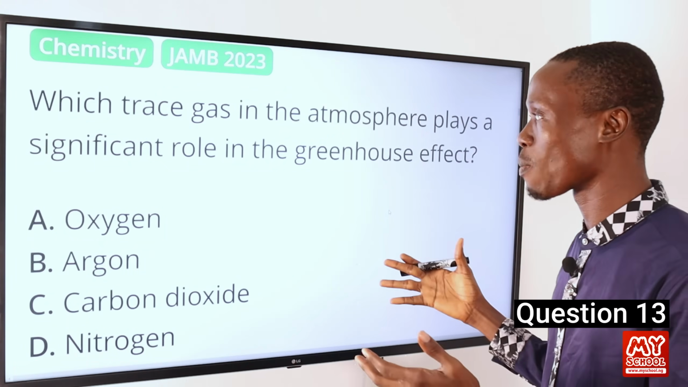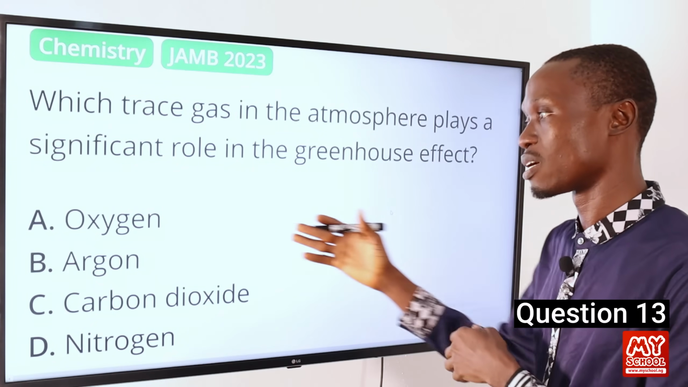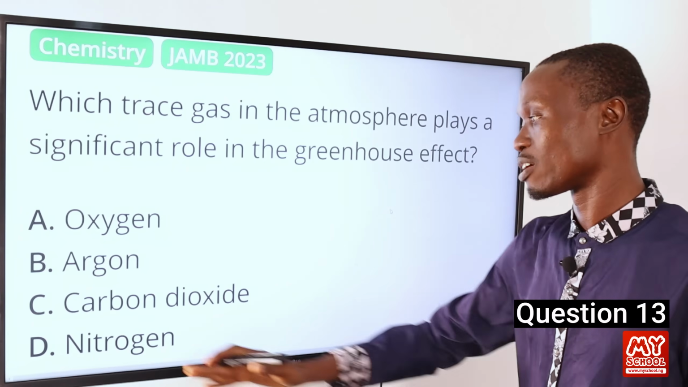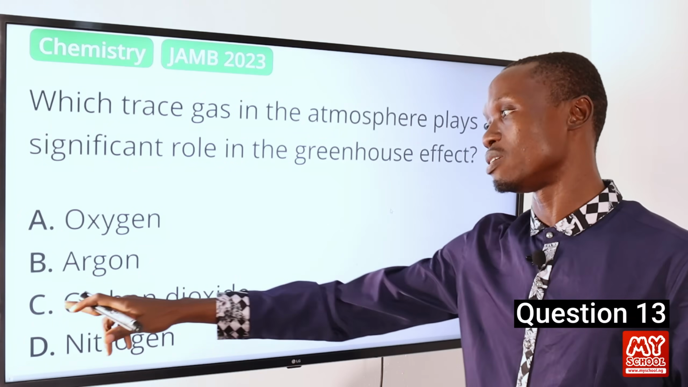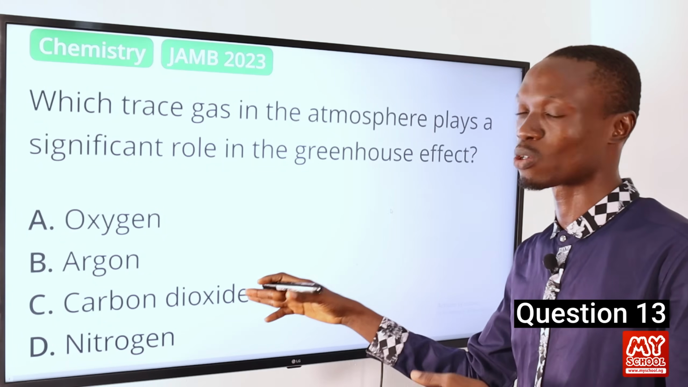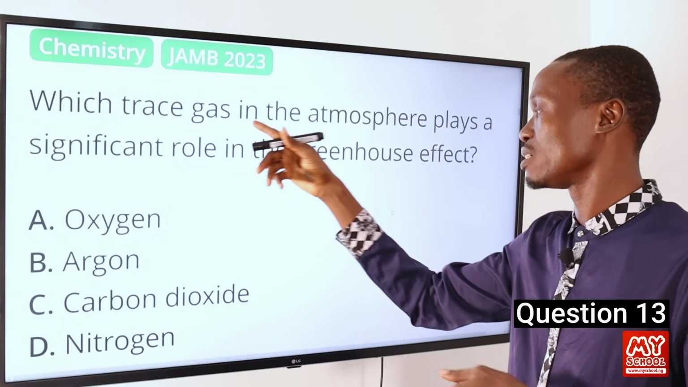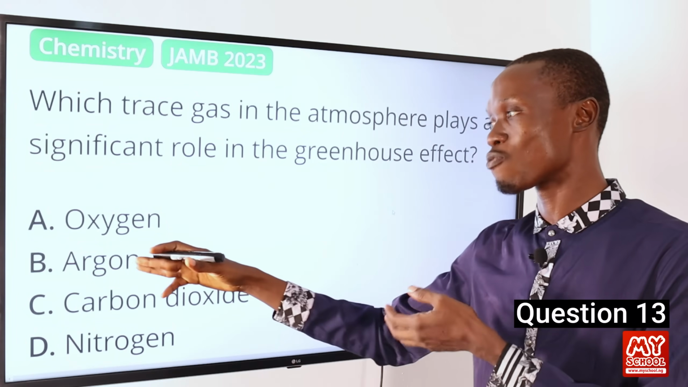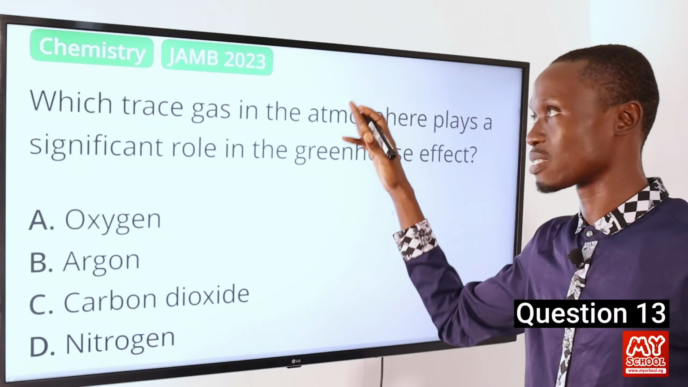From the explanation, we know that oxygen is not a greenhouse gas, argon is not, and nitrogen is not, so our answer definitely is carbon dioxide. Carbon dioxide is also a trace gas in the atmosphere, the same as argon, but carbon dioxide is the answer to this question.